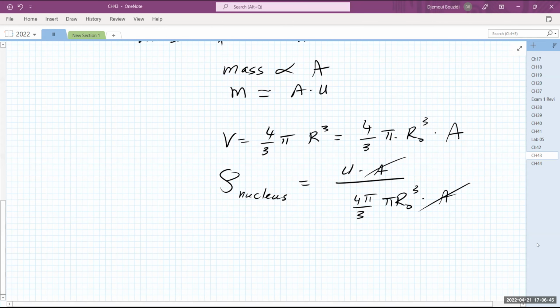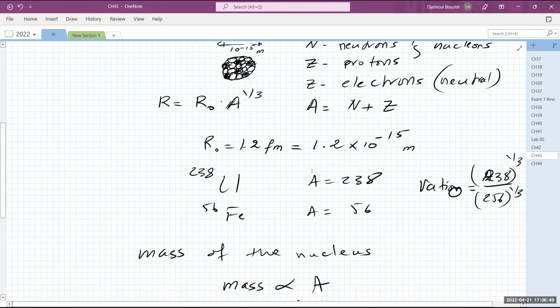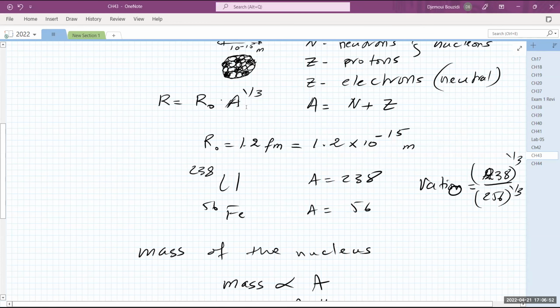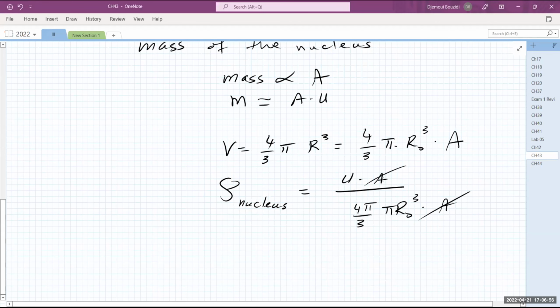That's how we arrived at the conclusion that the radius must be proportional to the cubic root of A, because then if I cube it, it's exactly what is needed to cancel the A from the numerator so that the density doesn't change much from nucleus to nucleus, okay? So this is basically some of the properties of the nuclei.